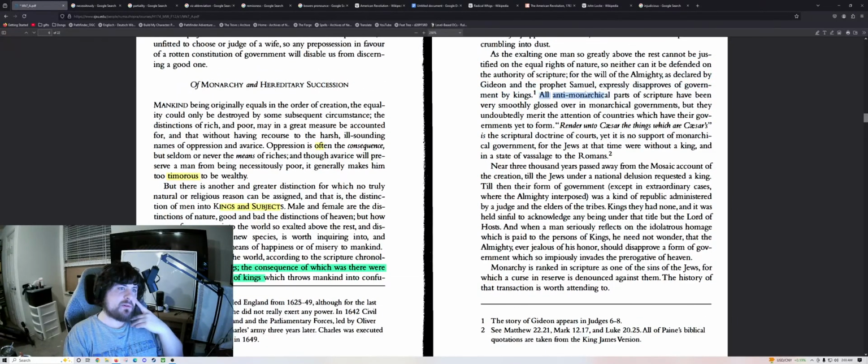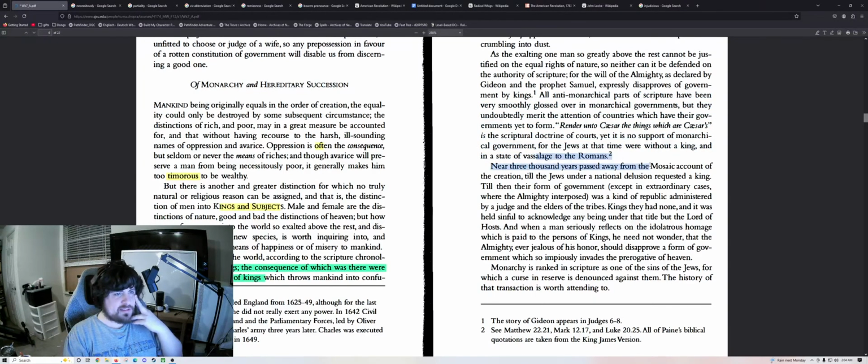All the monarchical parts of Scripture have been very smoothly glossed over in monarchical governments, but they undoubtedly merit the attention of countries which have their governments yet to form. Render unto Caesar the things which are Caesar's is the scriptural doctrine of courts, yet it has no support for monarchical government, for the Jews at the time were without a king, in a state of vassalage to the Romans.